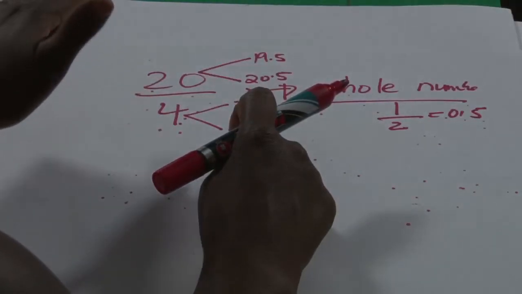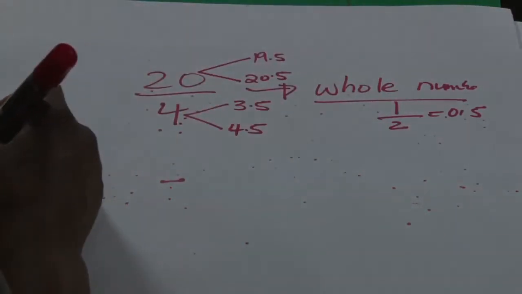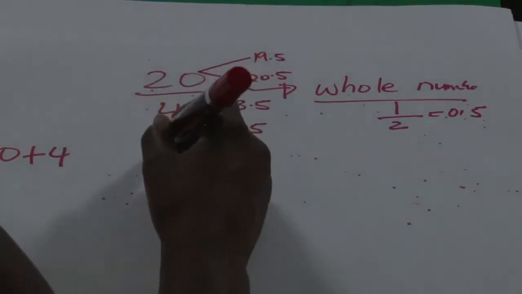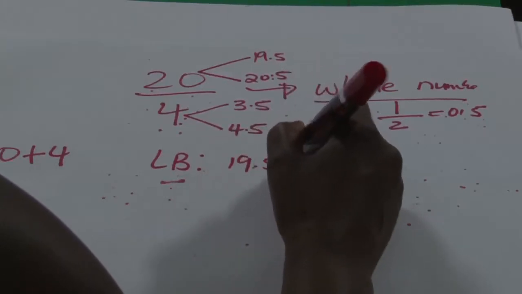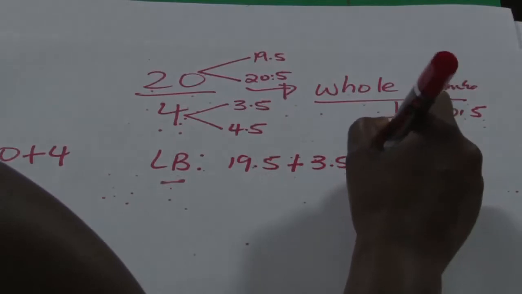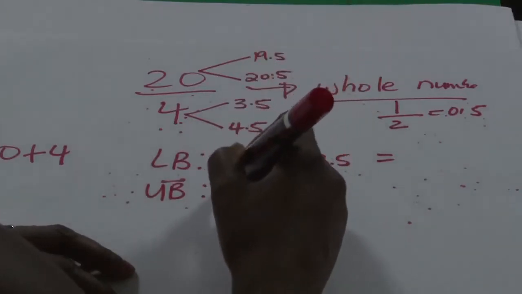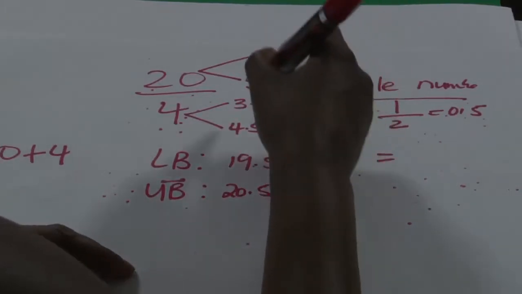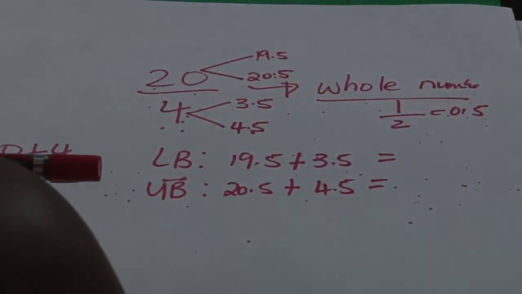Now, if it was addition, to get the lower bound, you add the lower bounds together. And to get the upper bound, you add the upper bounds together. So imagine it was now 20 plus 4. To get the lower bound, you take this lower bound, which is 19.5, then you add this lower bound, 3.5, then you get your answer for that. And then for the upper bound, you take the upper bound of that number, 20.5, then you add the upper bound of the other number, 4.5, then you get your answer.